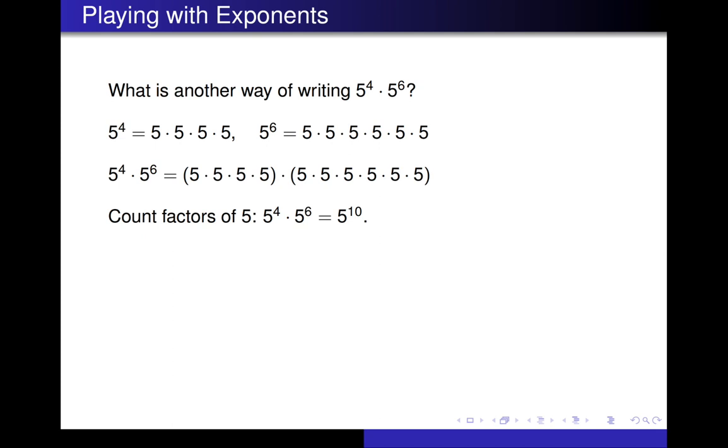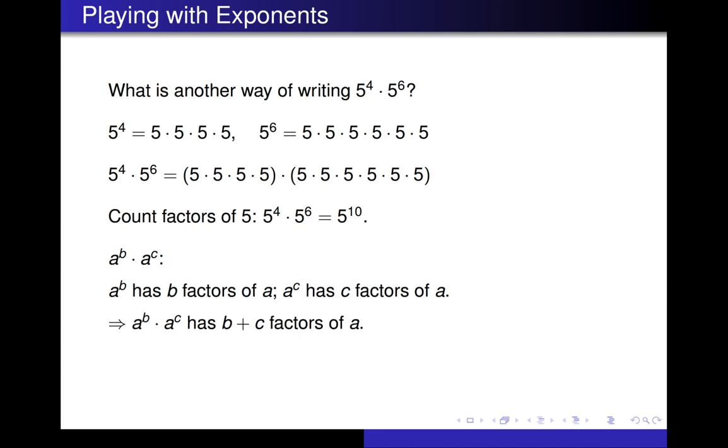And in fact, we can do this more generally. If we're trying to multiply a to the b times a to the c, we can think of a to the b as having b factors of a, and a to the c has c factors of a. So altogether, when you multiply those together, that tells you that a to the b times a to the c has b plus c factors of a. And so you get a to the b times a to the c equals a to the b plus c.